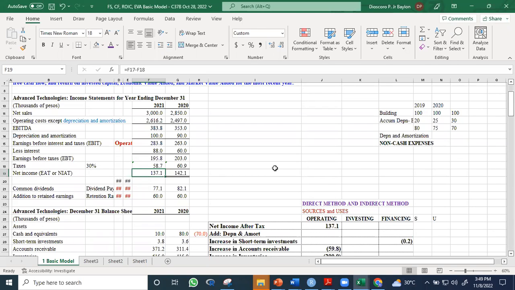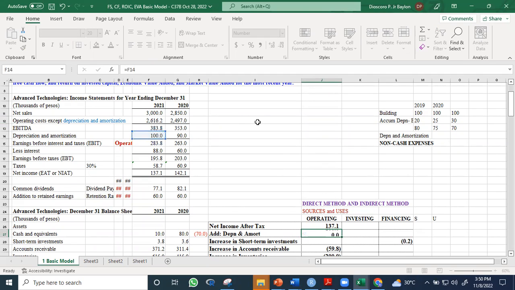Depreciation and amortization. So anong gagawin natin dito? Is equal to, no? So dapat add o subtract. Add natin, kasi binawas natin siya. Hindi dapat ibabawas yan, kasi kung cash lang titingnan natin, non-cash expense yan. So add back depreciation. Alright?